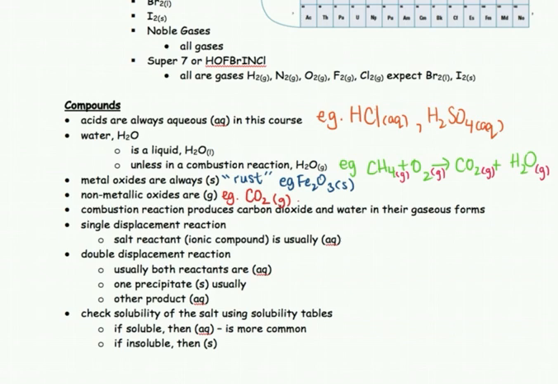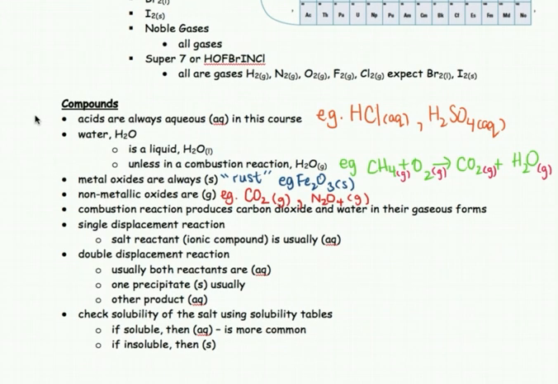What if I pick some of the other ones, like some of the pollutants, like dinitrogen tetroxide. We have a non-metal with oxygen, right? The same thing, gaseous. On to the next one. Combustion reactions produce carbon dioxide and water in their gaseous form. I already covered that. It's just right up there.